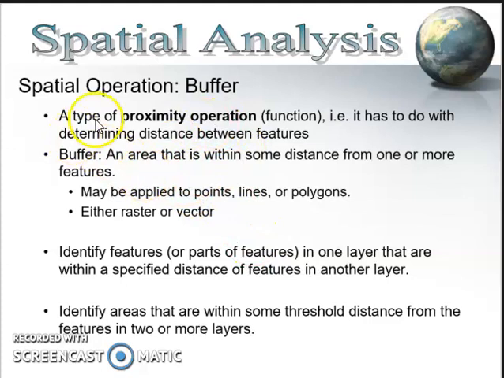So again, the buffer spatial operation, though it is an overlay operation, it's also a proximity operation, and it has to do with determining distance between features. We can identify features in one layer that are within a specified distance of features in another layer. We can also identify areas that are within some threshold distance from the features in two or more layers.